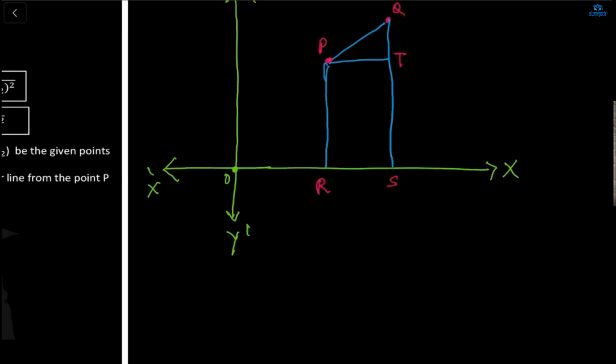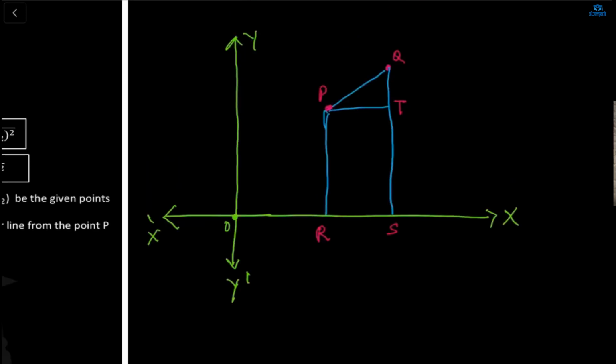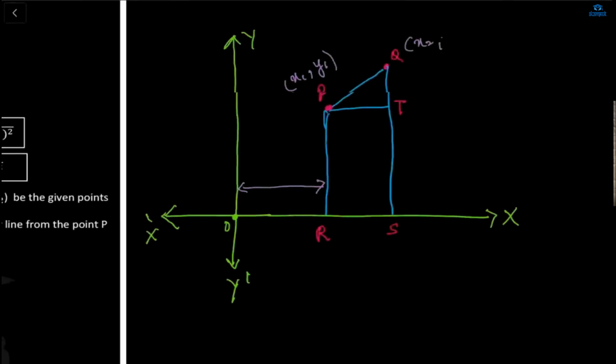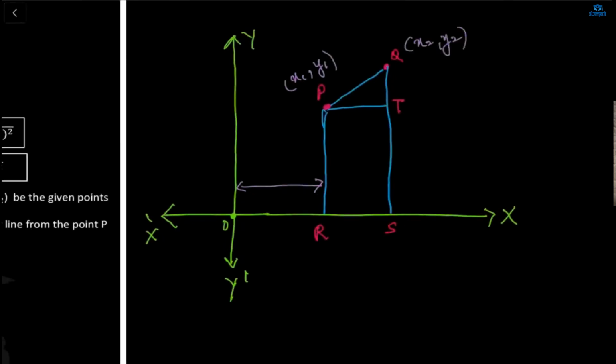Now you can see here, if I talk about the distance, if I'm talking about distance, so this distance will be what? I have not mentioned the points. So this will be x1 comma y1 and this point will be x2 comma y2. These are the 2 points x1 comma y1 and x2 comma y2. Now if I'm talking about this distance from O to R, so this will be x1. Any doubt?